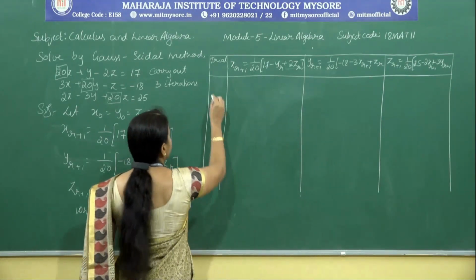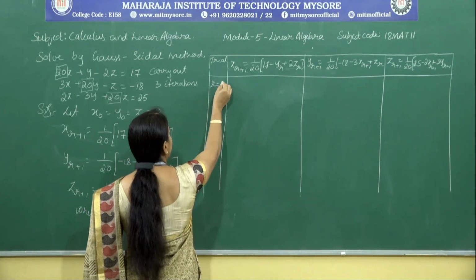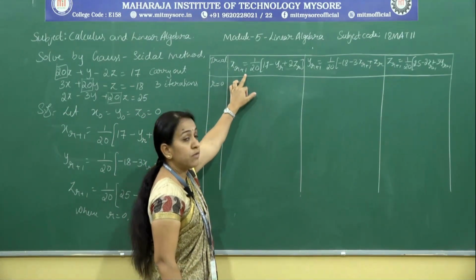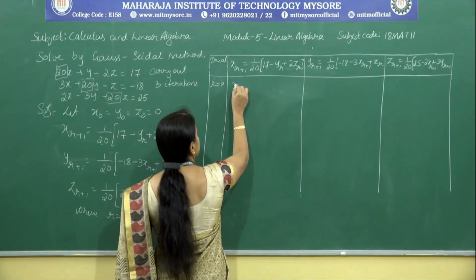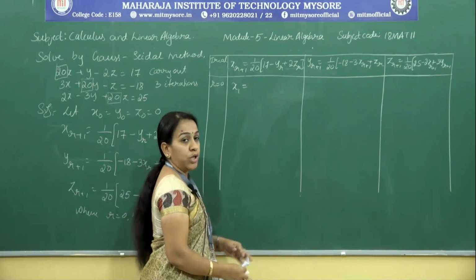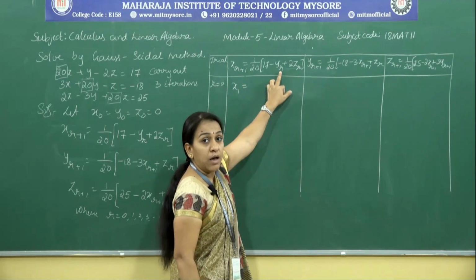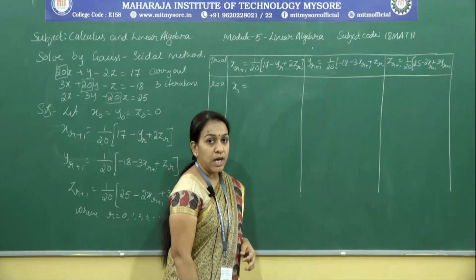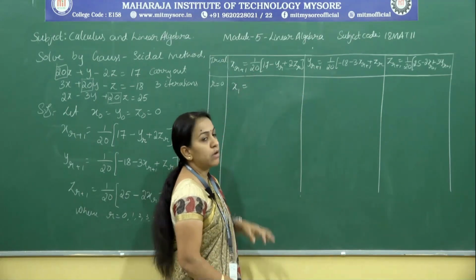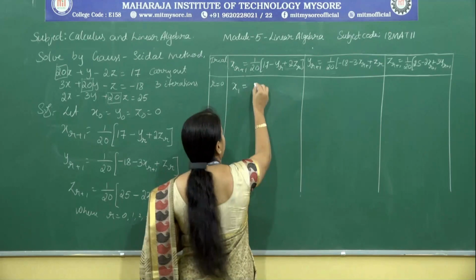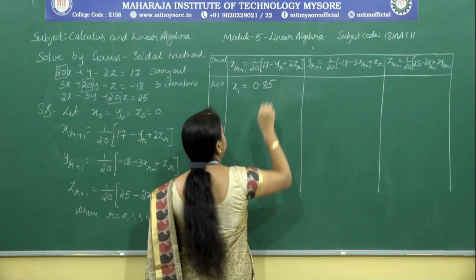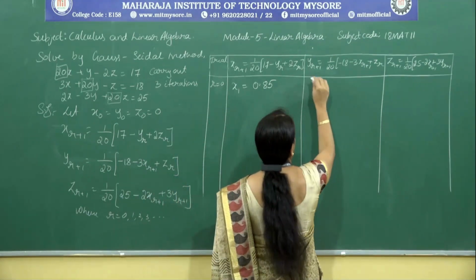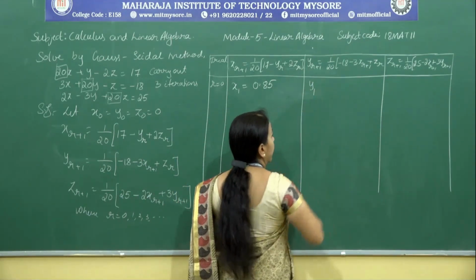If I put r equal to 0 in the first trial, I will get the x1 value, because 0 plus 1 is 1. If I substitute y_r as y0 and z_r as z0, both 0, then I am left with 17 by 20, which is 0.85. So x1 value is 0.85. Similarly, if I put r equal to 0 here, we will get y1.